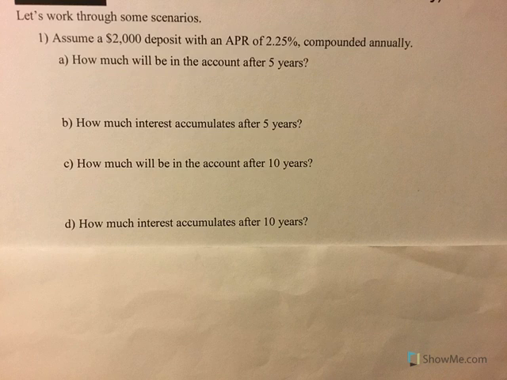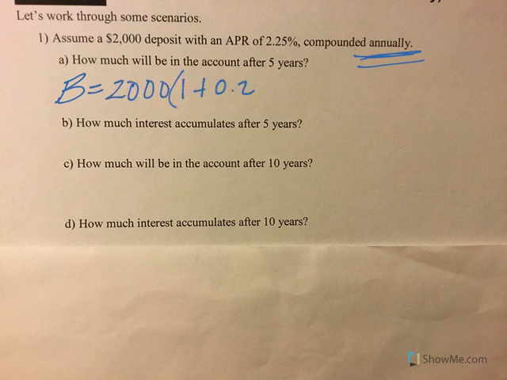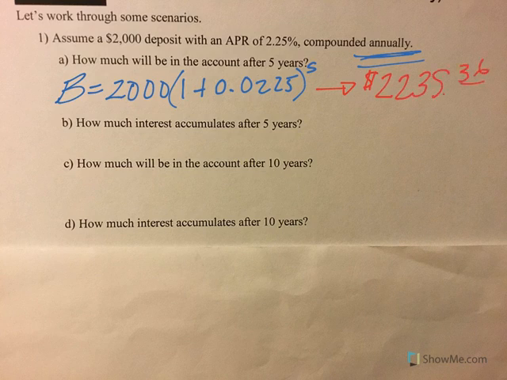Okay, assume a $2,000 deposit with an APR, annual percentage rate, of 2.25% is compounded annually. This compounded annually is going to be super important in the next video. So how much will be in the account after 5 years? Well, the ending balance is our initial amount, our principal, times 1 plus our interest rate, 0.0225, and we're talking after 5 years, so my exponent is 5. So when I do that, I end up with $2,235.36.